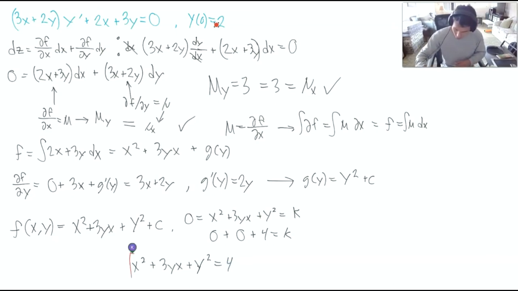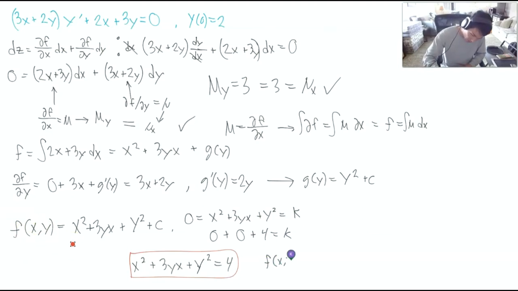And if you wanted to write it as the function of x comma y, like this, what you could also do is you could write it as f of x comma y is equal to x squared plus 3yx plus y squared, and then minus 4. It's the same thing, just two different ways of expressing your solution.